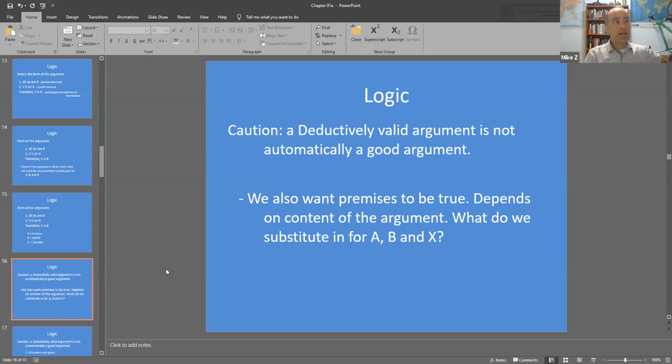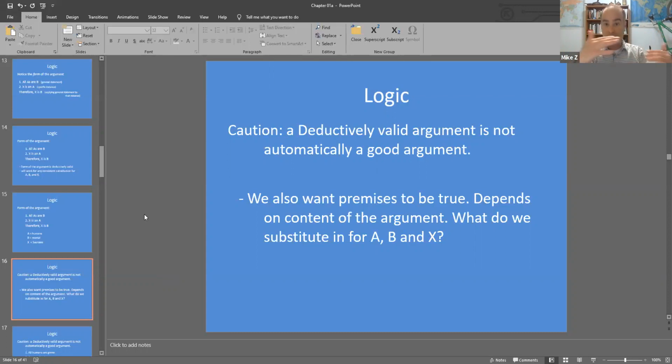That's great, but it's not actually good enough to be a deductively valid argument. That's a good thing, right? We're on the way to a good argument, but just being deductively valid in and of itself isn't good enough. We also want the premises of this argument to actually be true. And in order to assess that, we need to see what's been substituted in for A, B, and X. And then we can decide whether that argument somehow matches the real world.